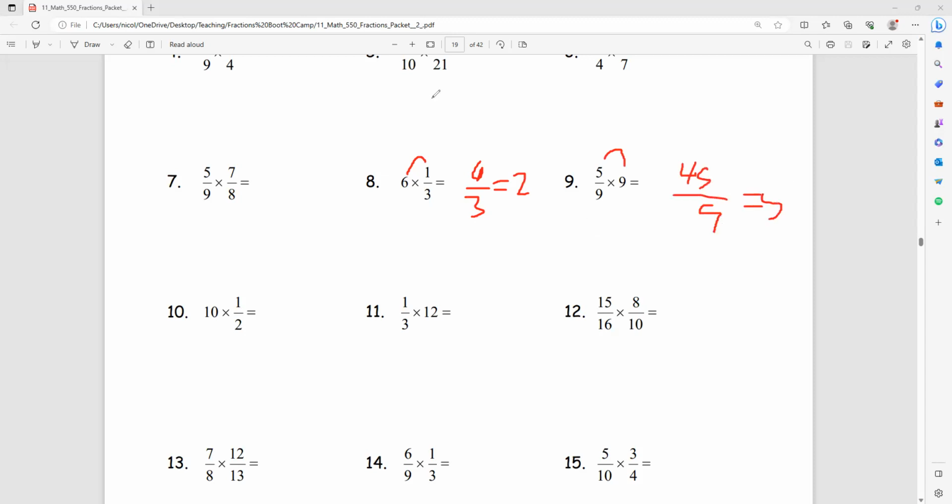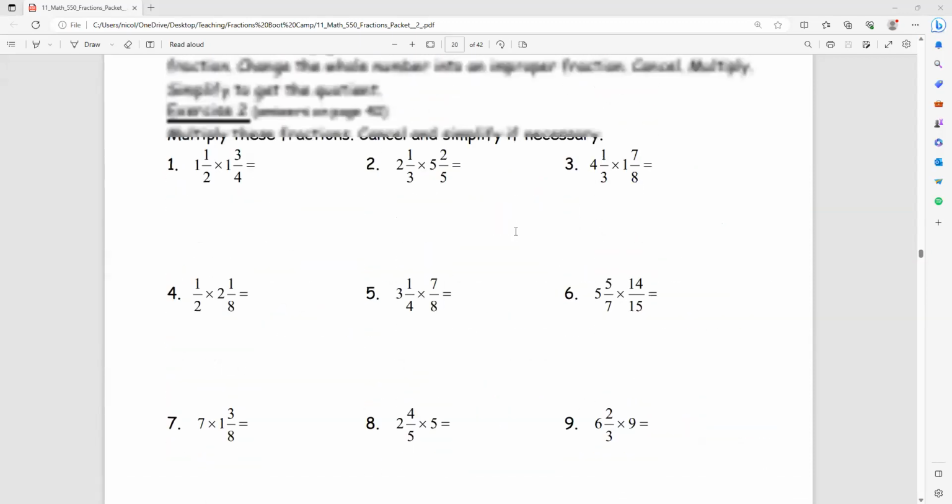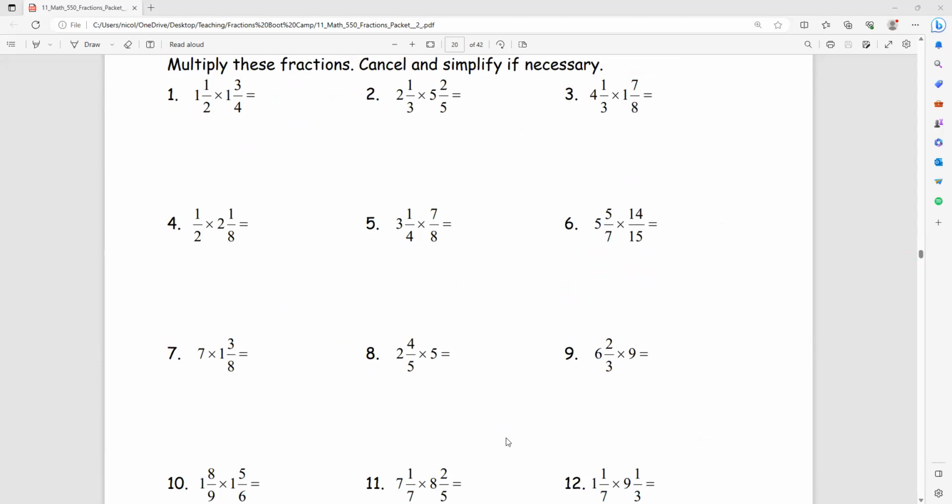So with whole numbers, you can change these whole numbers, remember, to 6/1 or 9/1. Easy, easy. Multiplying mixed numbers. Okay, convert these to improper fractions. It makes it easier. So let's try the first one. 2 times 1 is 2. 2 plus 1 is 3. So 3/2 times 4, 7/4. Multiply it. You get 21/8. And you can change that to a mixed number and simplify if you can.